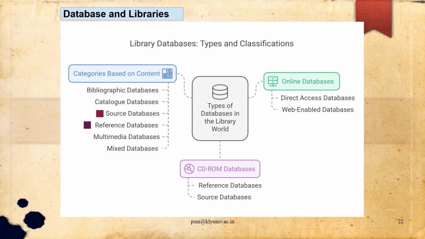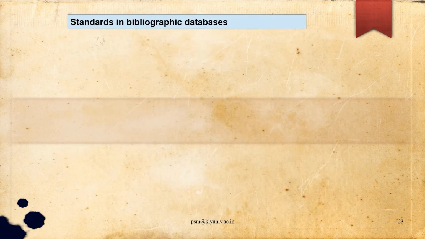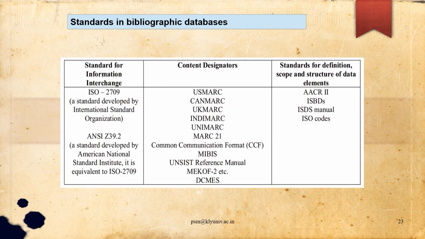So in one go, there are different kinds of databases: bibliographic database, catalog database, multimedia database, but they either belong to the source category or the reference category. And in form, they can be CD-ROM based, they can be online and so on. Online can again be of two types, direct access online or web enabled online. So everywhere there is a data set, and normally in case of cataloging, it is very visible.